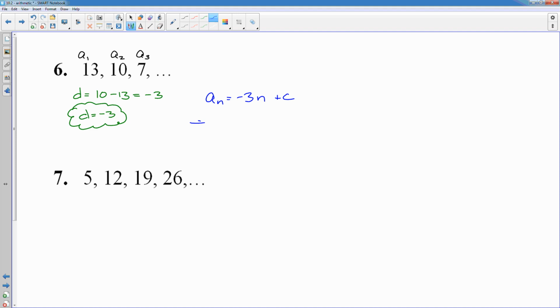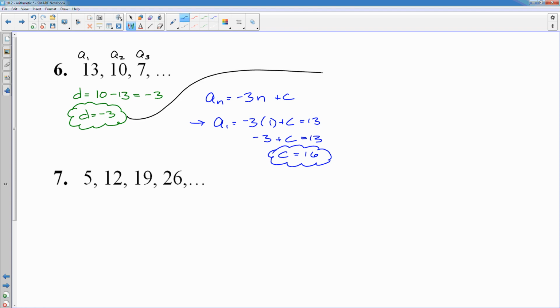So if I know that a sub 1 is equal to 13, I'll plug in 1 for my n. That should give me 13. And then we solve for c. Negative 3 times 1 plus c equals 13. Add 3 to both sides and you get 16. So now that I know what c is, I take my common difference and I take my constant, and I know that the formula for my sequence is negative 3 times n plus 16.